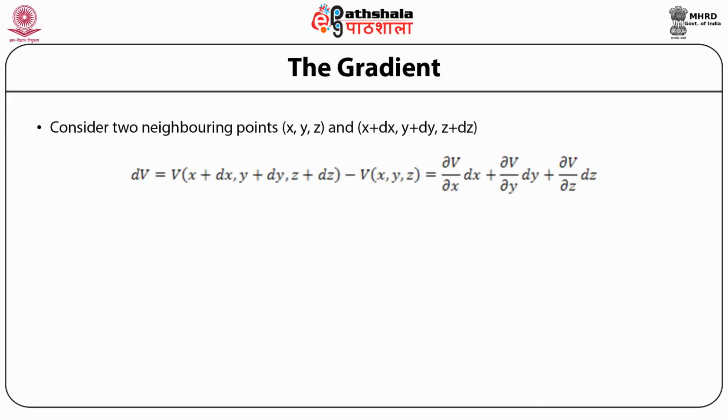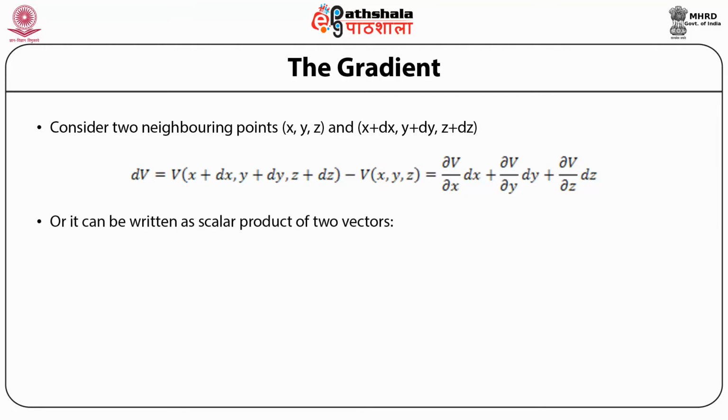If we consider the neighboring points with coordinates x plus dx, y plus dy, z plus dz, the change in V is given by the theorem in partial differentiation, that is dV equals V of x plus dx, y plus dy, z plus dz minus V of x, y, z equals del V by del x into dx plus del V by del y into dy plus del V by del z into dz.